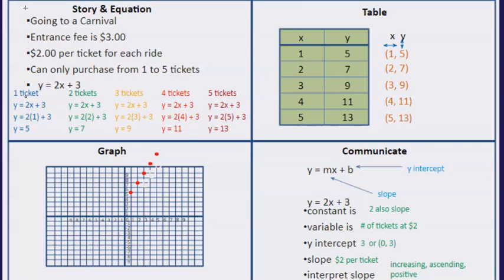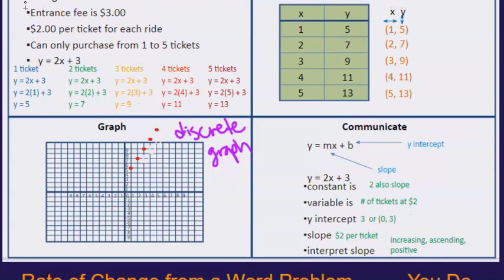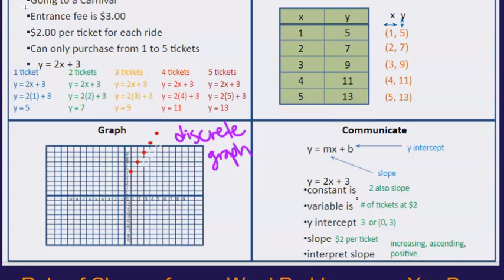So they plugged it in where there's 1 ticket, 2 tickets, 3 tickets, 4 tickets, and 5 tickets. Now let's just say they didn't want to ride 8 rides. It would still cost $3 for the entrance fee. Here it is as a table. Here it is as a graph. Notice it is discrete. And we have the slope, we have the y-intercept. The constant is just that $3 entrance fee, and the $2 is for the slope.